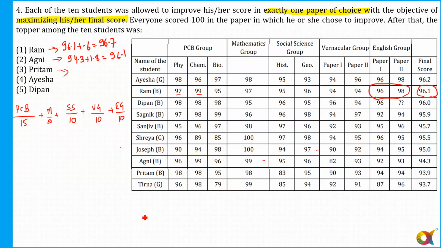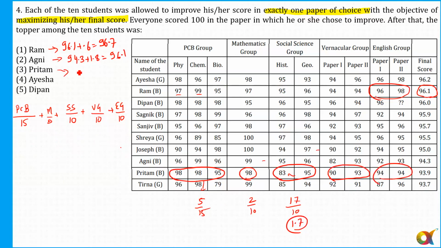Now for Pritam, you can see 98, 98, 95 in the PCB group. So the change will be 5 by 15. In the mathematics group, if I move from 98 to 100, then 2 by 10. However, in the social science group, if I move from 83 to 100, there will be an overall change of 17 by 10, which is equal to 1.7. I think this is the maximum change for Pritam.